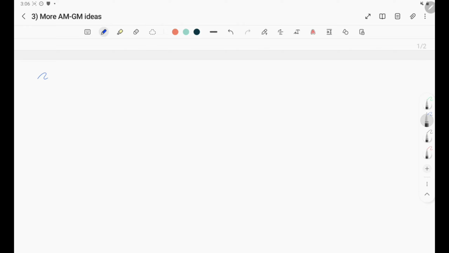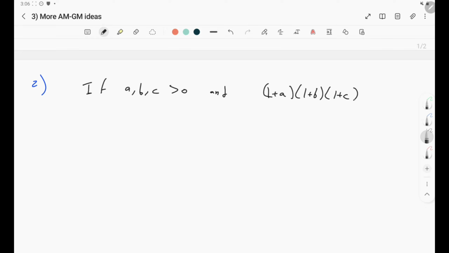So in this question, we're given that A, B, C are all positive numbers, and they're telling us that (1 plus A) times (1 plus B) times (1 plus C) is equal to 8. And they're asking us to prove ABC is less than or equal to 1.